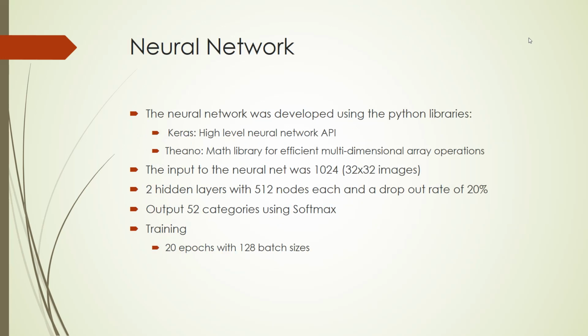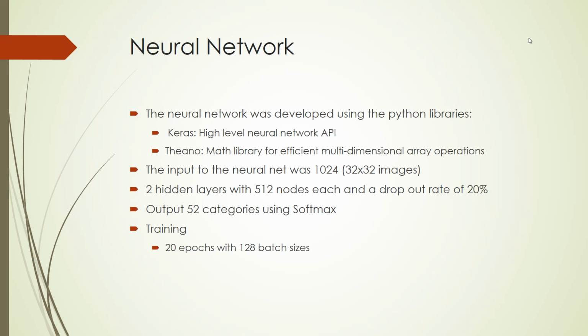For the neural network, two Python libraries were primarily used: Keras, which is the high-level neural network API, and Theano, which is an efficient multidimensional array operation library, which basically handled the background tasks for Keras.